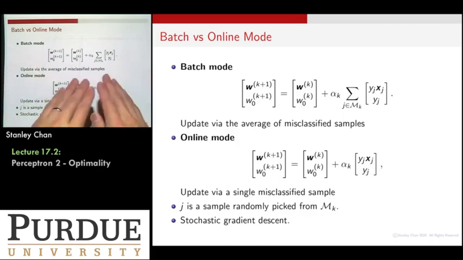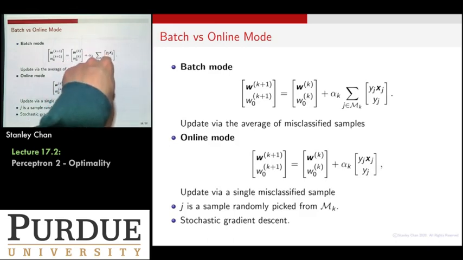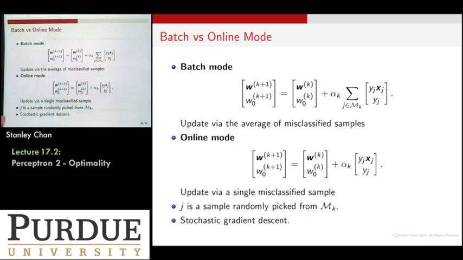But look at the stochastic gradient descent. If you randomly pick one sample, then you have a randomized coin flipping process. You update one sample, that's exactly stochastic gradient descent. If you take the expectation, that will give you the same solution as this one. So the online mode versus the batch mode, that is the difference between the two different perceptron algorithms.